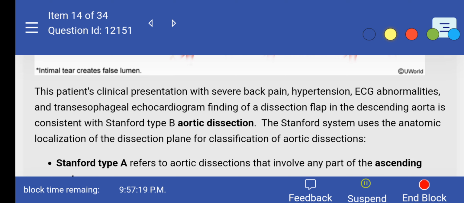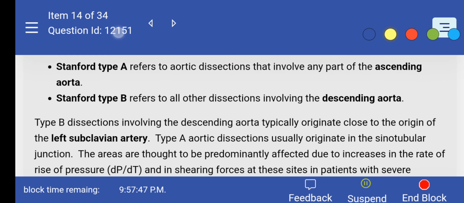Now, this patient's clinical presentation with severe back pain, hypertension, ECG abnormalities, and transesophageal echocardiogram finding of dissection flap in the descending aorta, consistent with Stanford type B aortic dissection. Right? The Stanford system uses the anatomic location of the dissection plane for classification of aortic dissections. Right? Let us explain this. Like we have Stanford type A, which refers to the aortic dissection that involves any part of the ascending aorta, right? Then we have Stanford type B, refers to all other dissections involving the descending aorta, right?